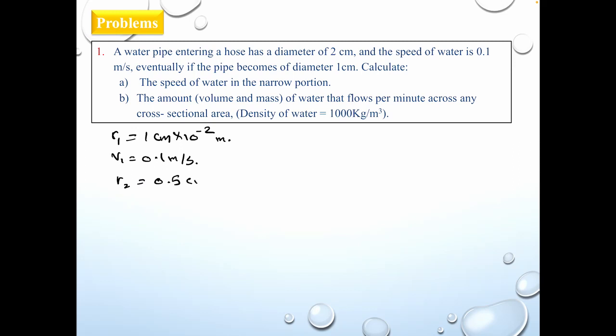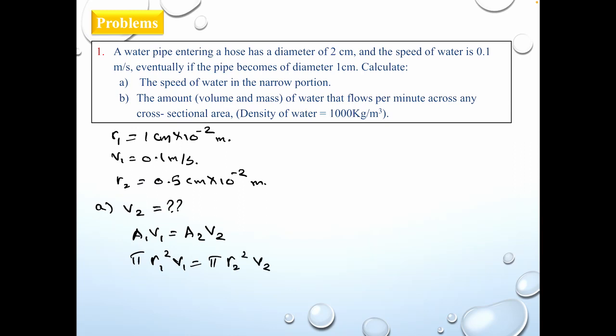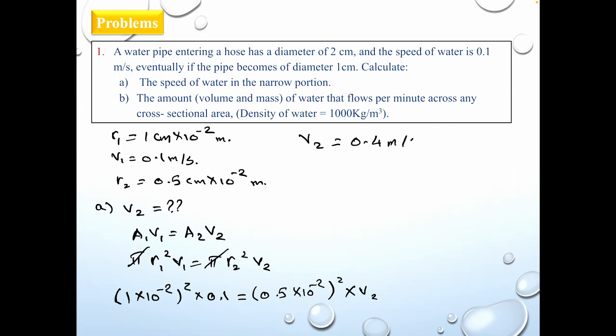R2 equals 0.5 times 10 power negative 2 meter. Calculate the speed of water in the narrow portion, V2. The rule: A1 V1 equals A2 V2. A is pi R squared, so pi R1 squared V1 equals pi R2 squared V2, and pi cancels out. So (1 times 10 power negative 2) all squared times 0.1 equals (0.5 times 10 power negative 2) all squared times V2. V2 will be, by calculation, 0.4 meter per second.